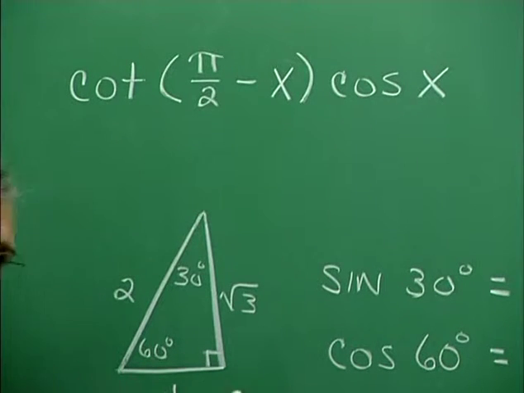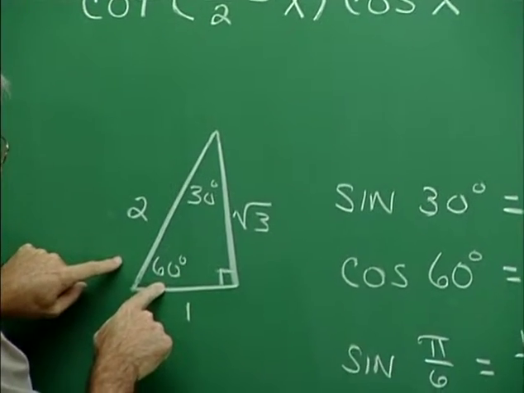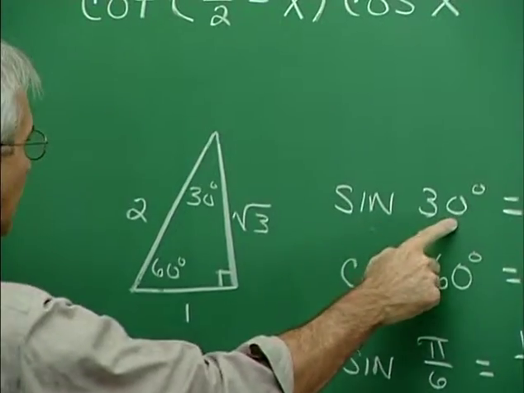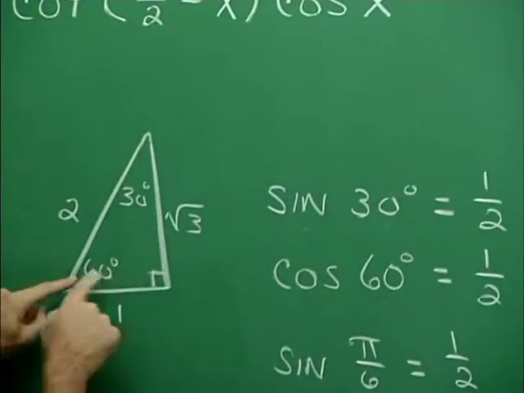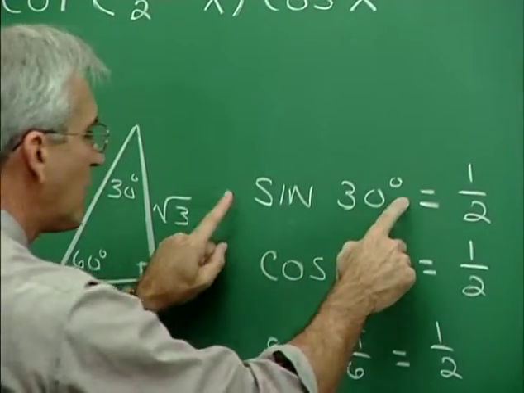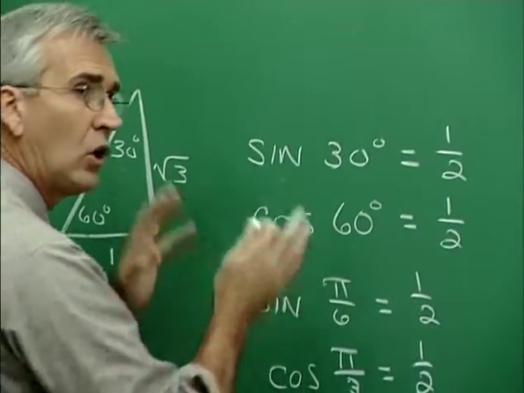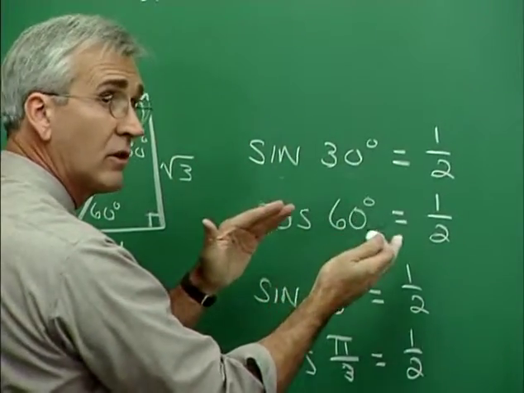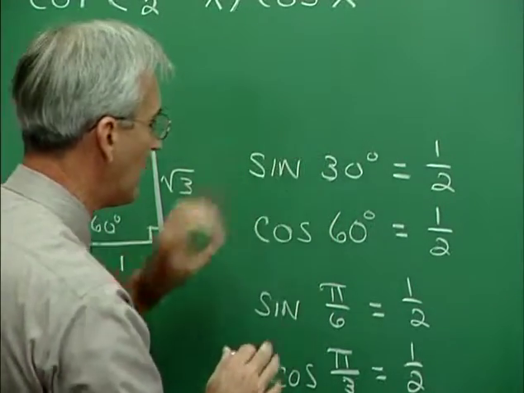involving co-functions and complements. That is, if we have this 30-60 degree right triangle, we know that the sine of 30 degrees, the sine of 30, opposite over hypotenuse, is 1/2. The cosine of 60 is also 1/2. So the sine of 30 is equal to the cosine of 60, and we said that the co-functions of complements are equal to one another. You see, that's a way of saying what's going on right here.